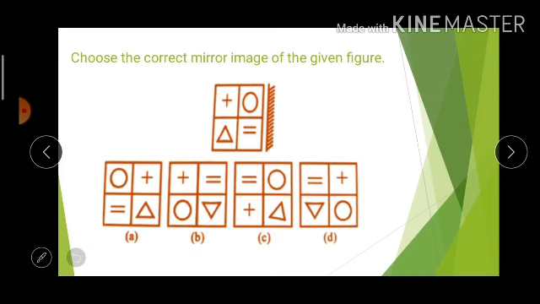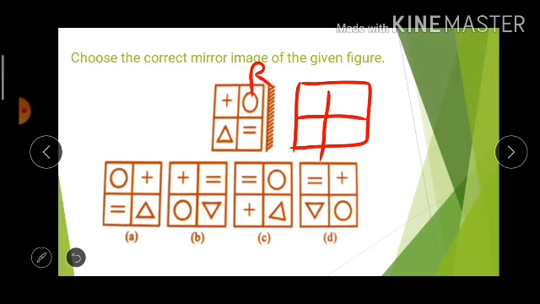Now, taking one more example for the same. In this image, in the box, four sections are made. Right hand side and left hand side. Let us name these sections.